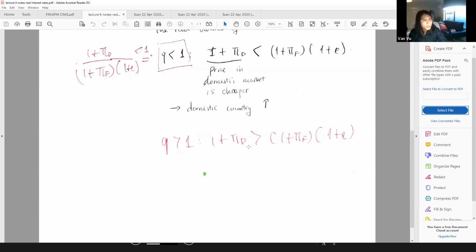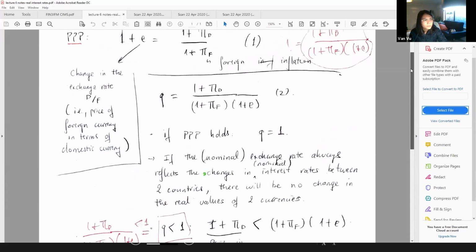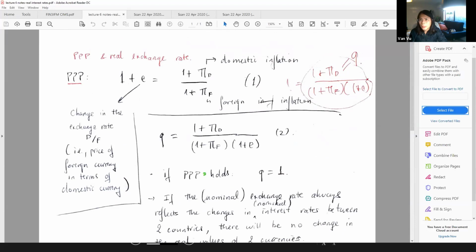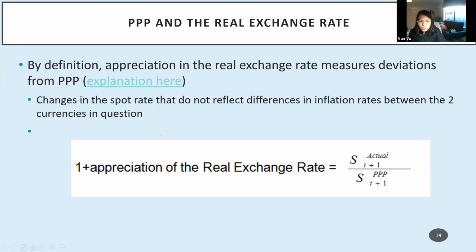So as a result, whenever you see a deviation from the PPP, that is when you have a real change in the exchange rate, okay? So from the example that we saw before, the real change in your exchange rate would be given by the differential between the actual exchange rate and the rate implied by the PPP, okay?